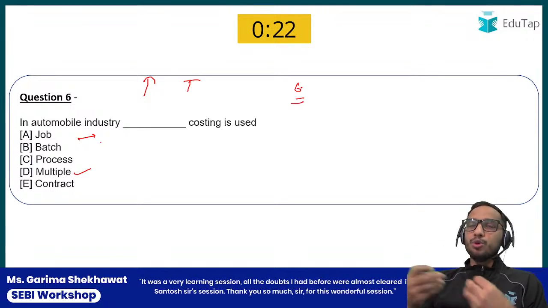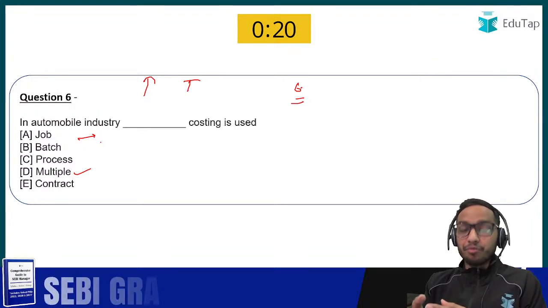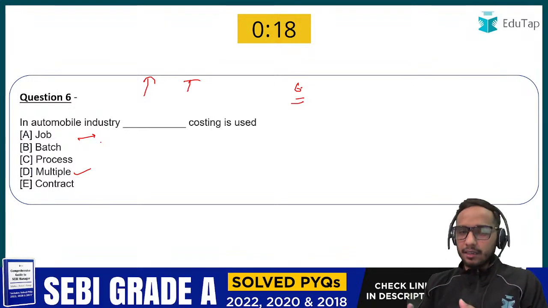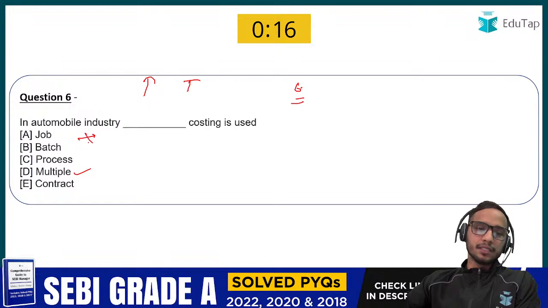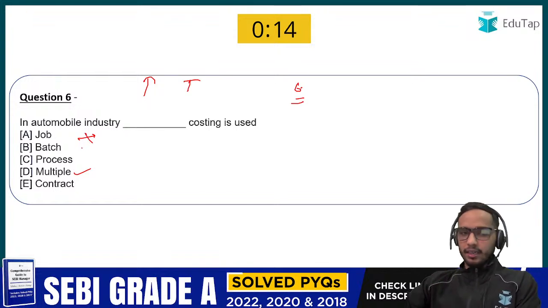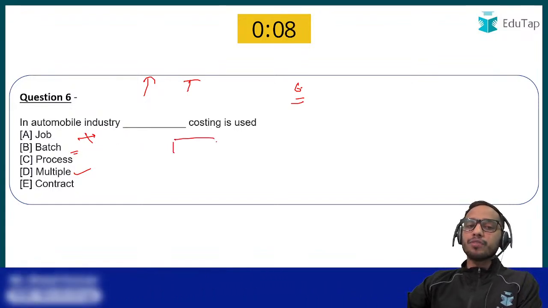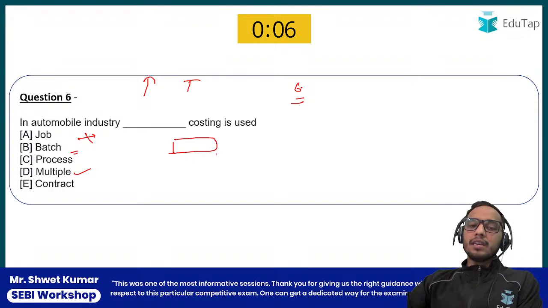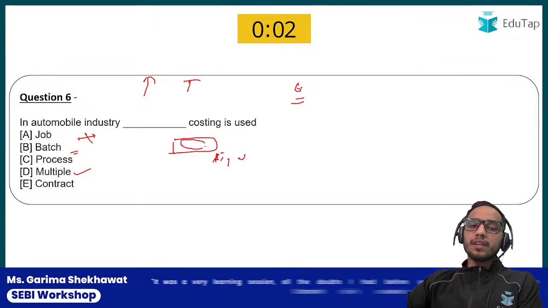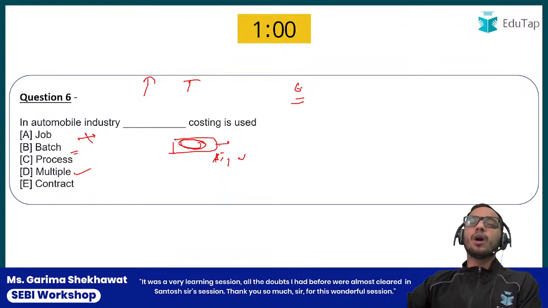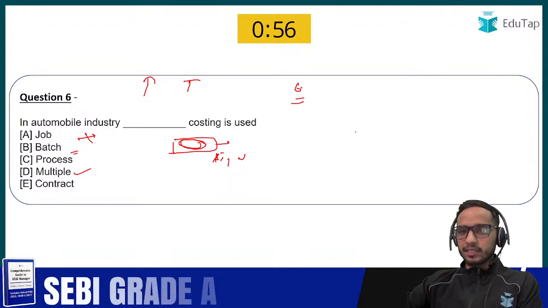You want this customizable vehicle, isn't it? Typically it happens. So job costing can't be the answer. So job costing is eliminated. Now let's talk about batch costing. Batch costing, we use where in a single variety you have a lot of uniform products, just like in the tire industry.